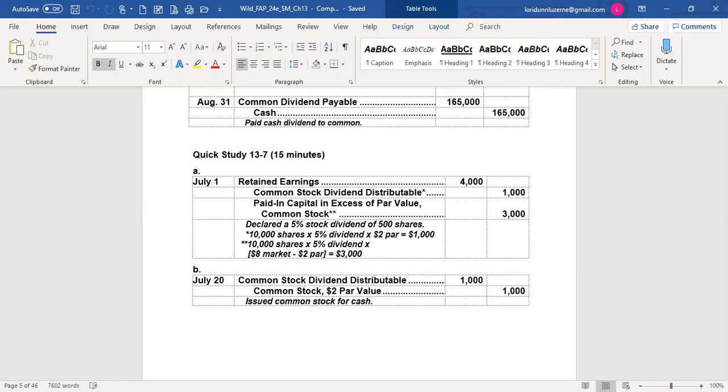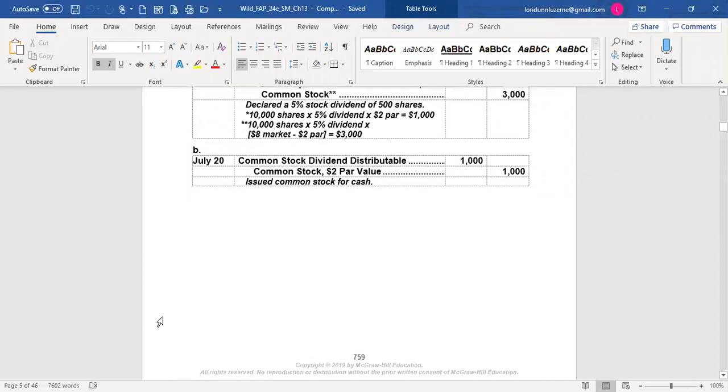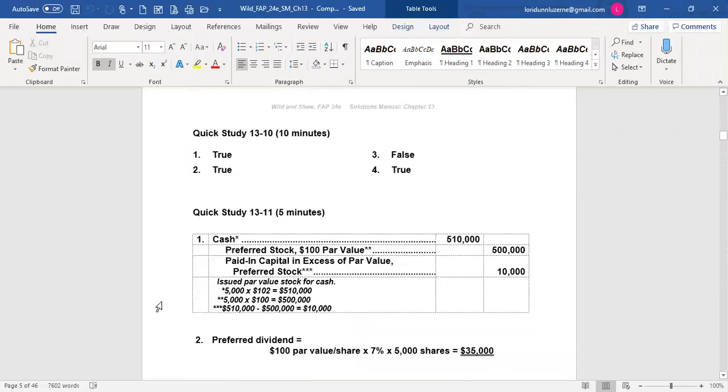13-11 on page 487. Let's take a look at that. Here, the company is issuing preferred stock. For this problem, Thomas Company is issuing 5,000 shares, $100 par value, 7%. Remember, that's a dividend percentage. Cumulative preferred stock for $102 cash per share. So first they want us to record the issuance of the stock.